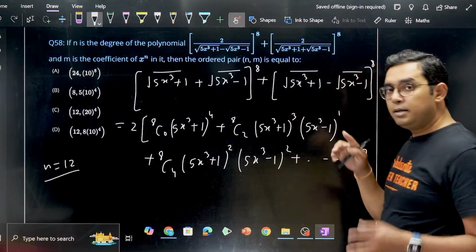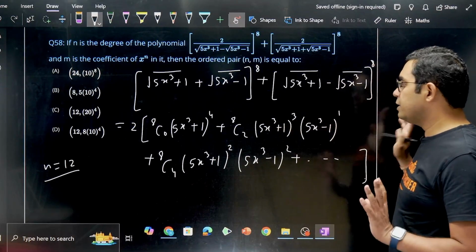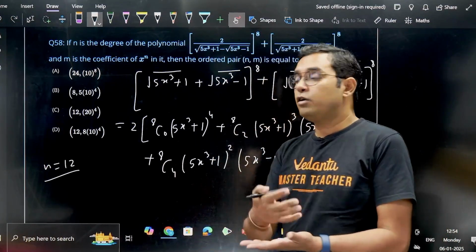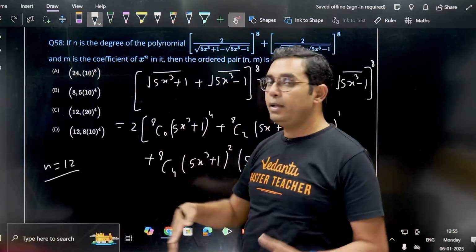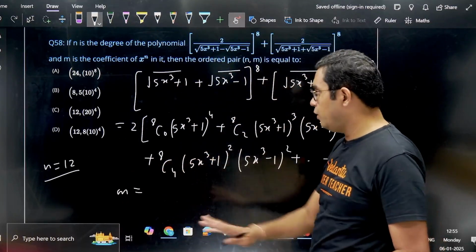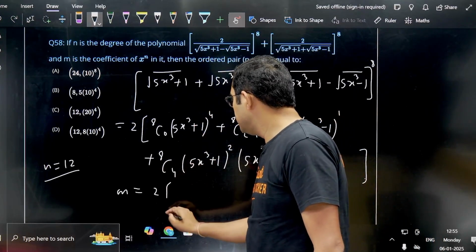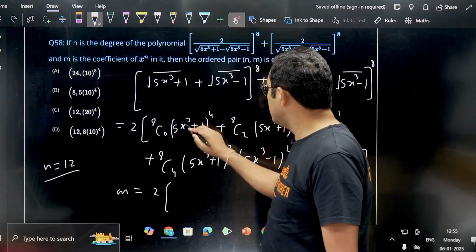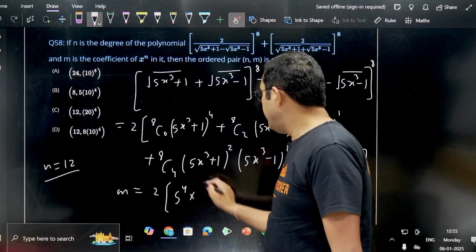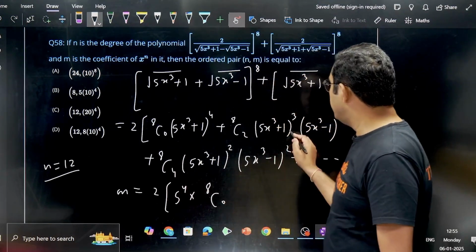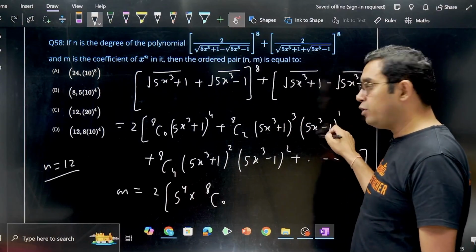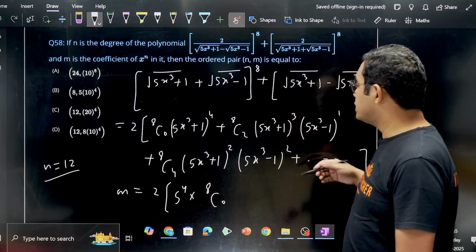And every time, the highest power of x is 12. 3 threes are 9 plus 3 is 12, 6 plus 6 is 12. So everywhere your highest power of x is coming out to be 12. So the degree will be 12. Now the answer is n. n is actually the coefficient of x power 12. Now, for x power 12, this 5 power 4 will be coming from this bracket into 8C0. Here, with both brackets combined together, you get 5 power 3 from here and 5 power 1 from here, so total 5 power 4 for x power 12.